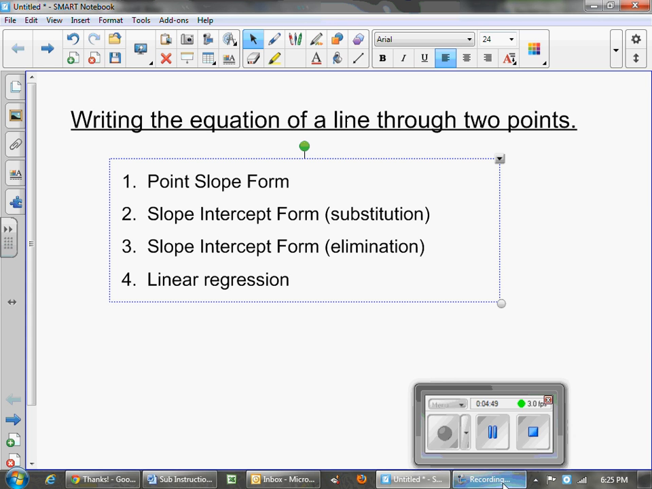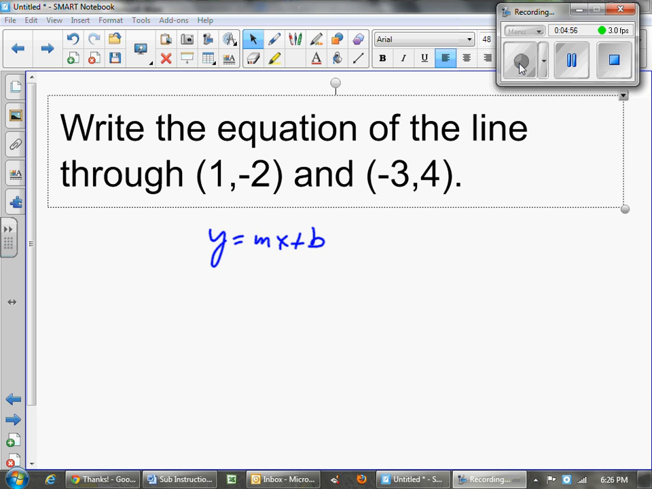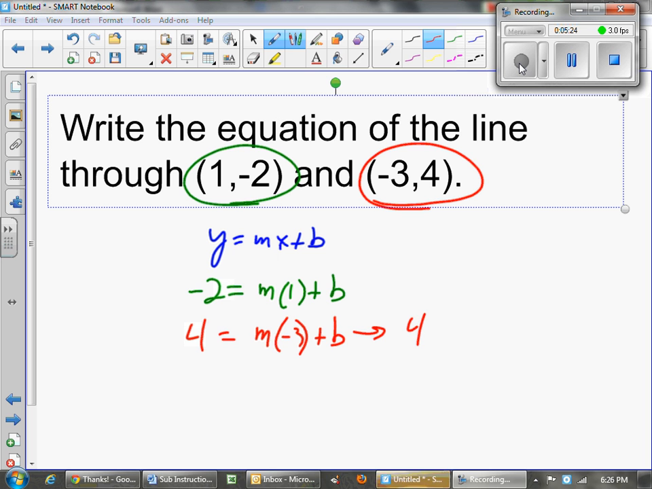And next we're going to try elimination with the slope-intercept form. I start out with y equals mx plus b, and now I write two equations using that slope-intercept form. I'm going to go with -2 equals m times 1 plus b. There's my first equation using these two coordinates. And my second equation will be 4 equals m times -3 plus b. Now I'm just going to copy those over and put them in a nicer order. Call that -3m plus b, and call this green equation -2 equals m plus b.